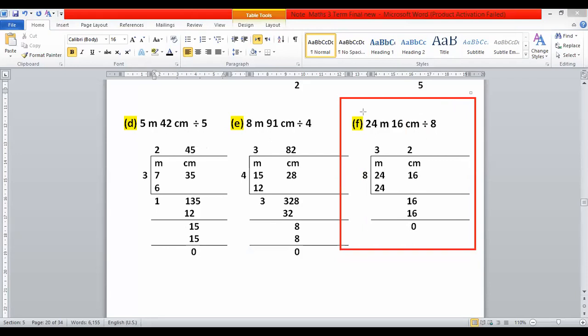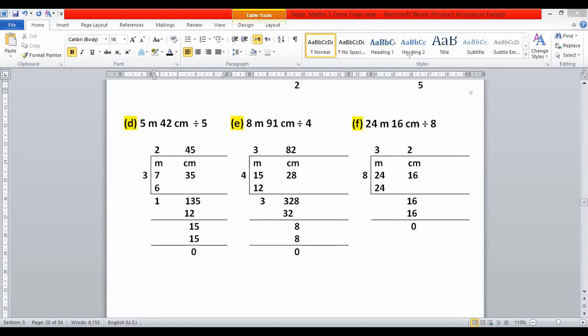In part F, 24 meters and 16 centimeters are given, and you have to divide these meters and centimeters by 8. So first of all, we write in vertical form 24 meter and 16 centimeter, then divide by 8. You have to put the line like this, and after that put 8 here. Now you divide 24 by 8, 8 threes are 24, 24 minus 24, 0. And after that shift 16 down, and 8 twos are 16.